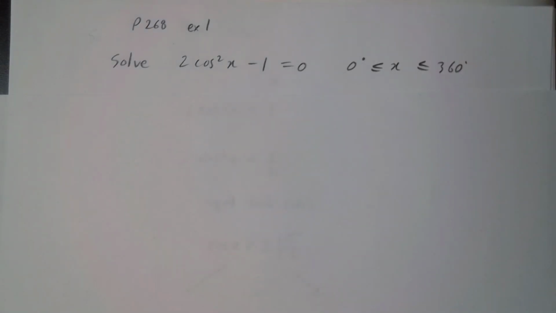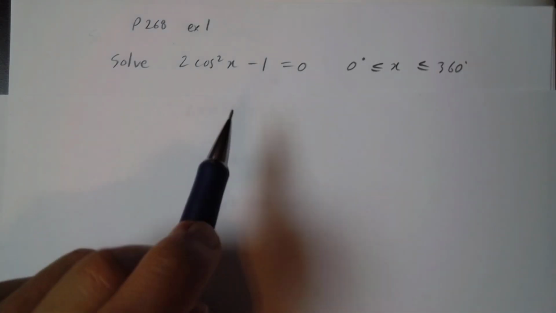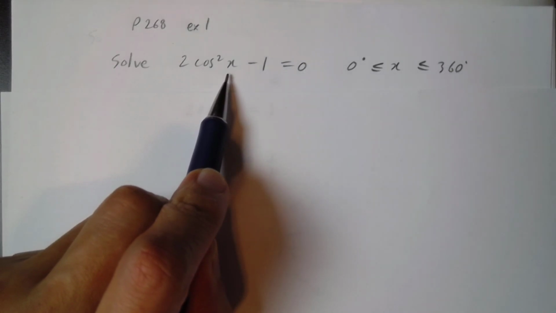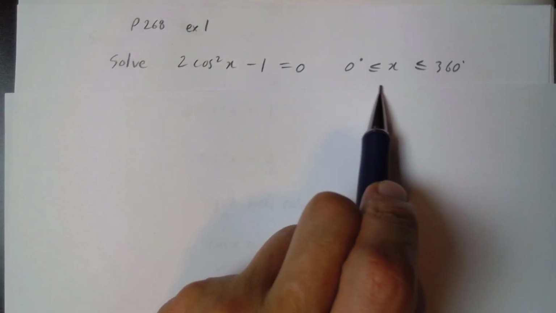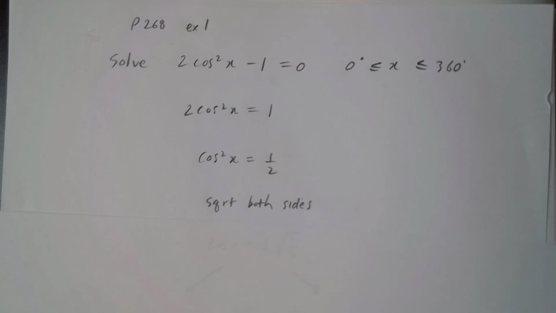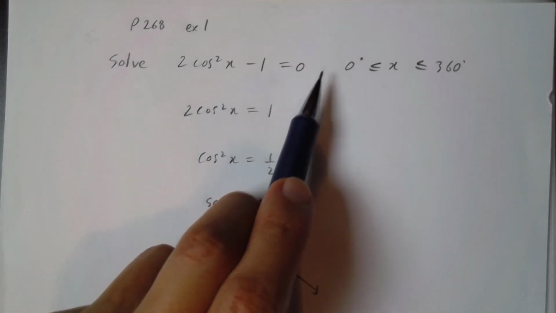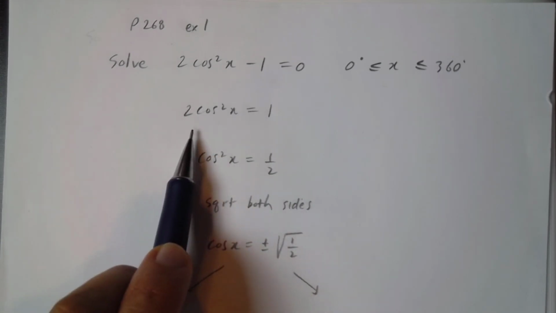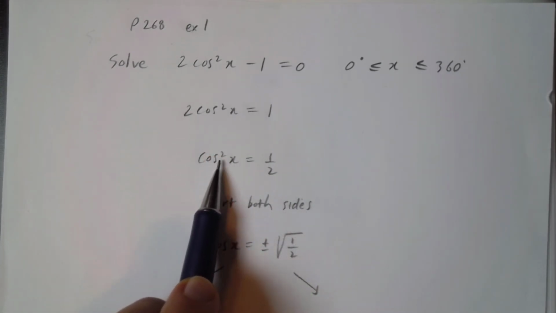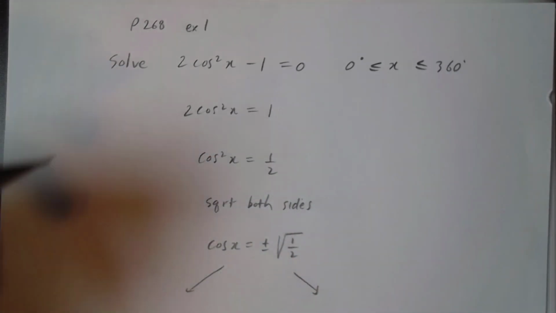Let's solve this function. Solving the function means to find the value of x, the possible value or values of x between this domain. We have an equation here, so we can throw the 1 over. We divide both sides by 2, so we get cosine squared x equals 1/2.